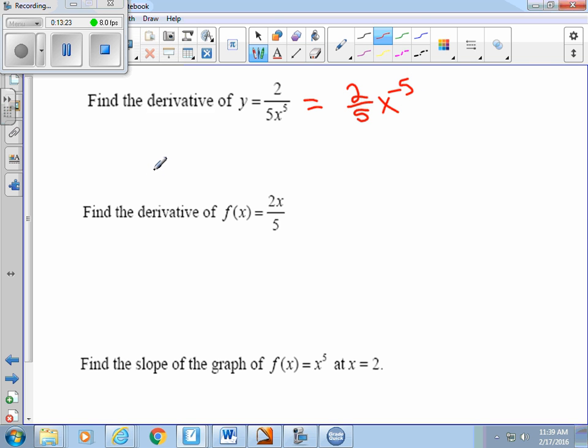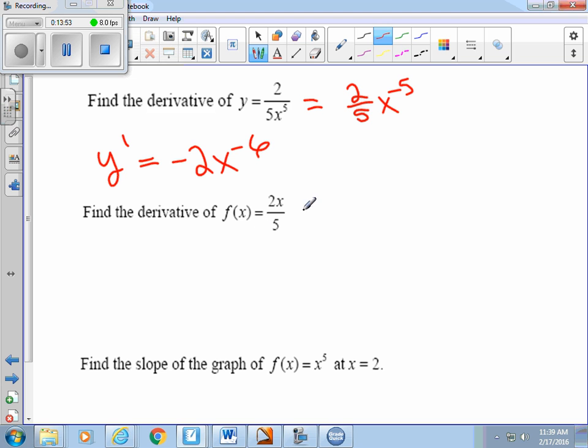Why would I want to rewrite it? So I can use the power rule, right? I can only use the power rule if I have something that looks like a polynomial. It's not actually a polynomial. Polynomials don't have negative powers, but I want it to look like a polynomial. So the derivative is negative 2x to the negative 6. Okay. Any questions about that?